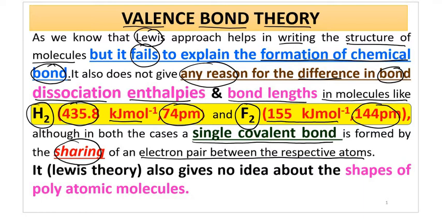And if you see the Lewis theory, the drawback of Lewis theory is that it gives no idea about the shape of polyatomic molecules. It reveals that valence bond theory is able to explain the shape of polyatomic molecules.